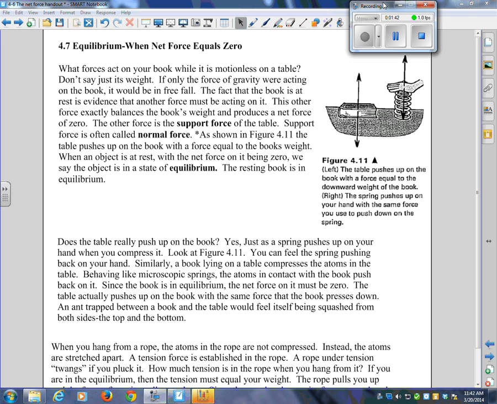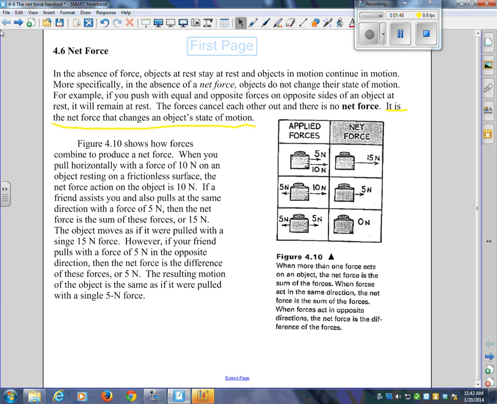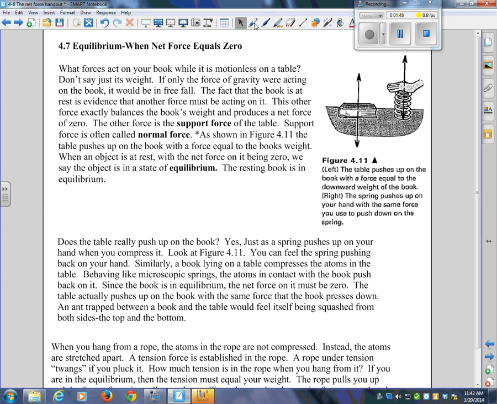Okay, this is where it gets important. Equilibrium: when the net force equals 0. What force is acting on your book while it's motionless on a table? Don't say just its weight. If only the force of gravity were acting on the book, it would be in free fall. The fact that the book is at rest is evidence that another force must be acting on it. This other force exactly balances the book's weight and produces a net force of 0.